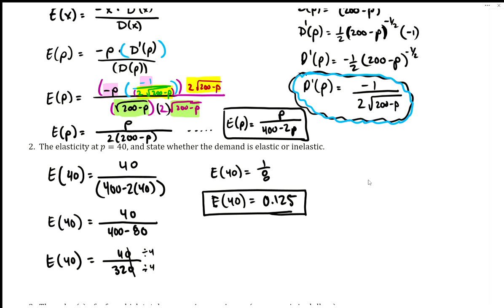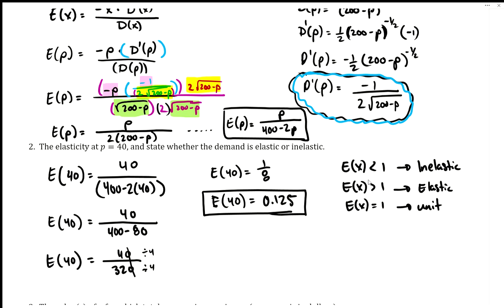Okay, and then state whether the demand is elastic or inelastic. All right, so we have these 3 inequalities, and we want to know which one is which. And the last one's an equation. So this inequality is when it's inelastic. When E of x is greater than 1, that's elastic. And then when it is 1, we call that unit elasticity.